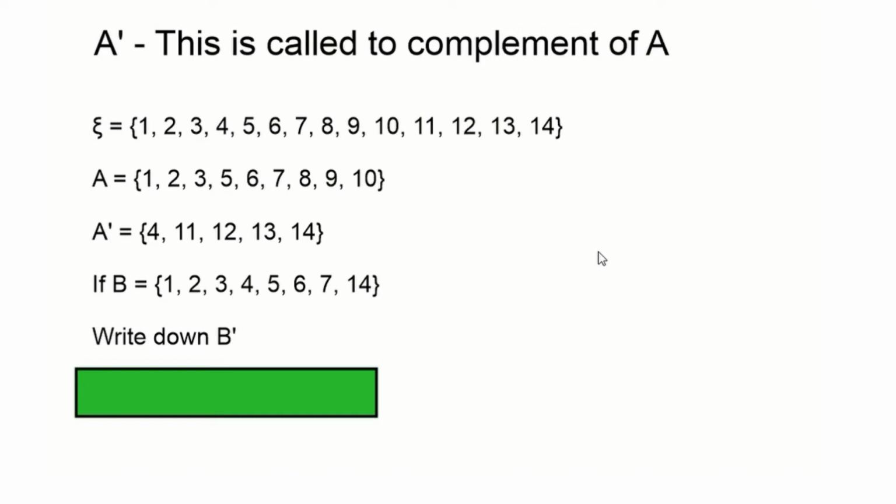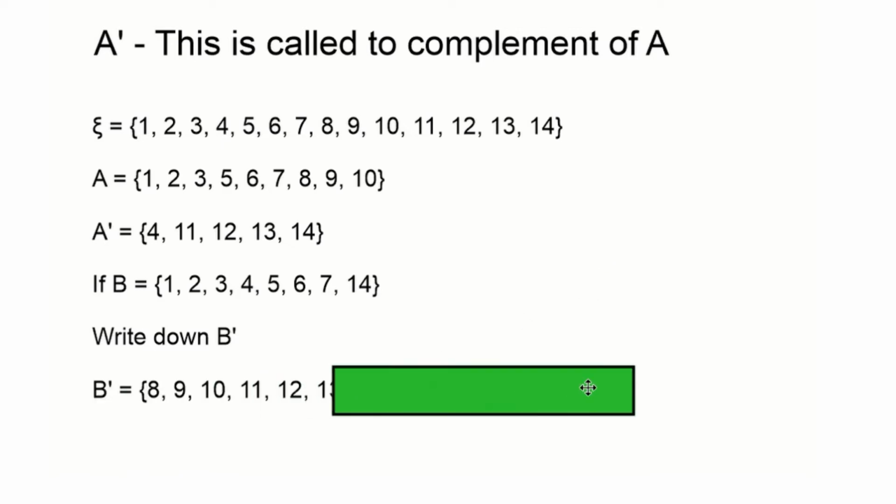So like we've been doing recently, we've got another example down the bottom here. So we've got B is a set of numbers 1, 2, 3, 4, 5, 6, 7, and 14. What I'd like you to do is write down the complement of B. So again, pause the video. When you've written it down, play again, and we'll have a look at the answer. Okay, so we should have B complement as being 8, 9, 10, 11, 12, 13, and 14.